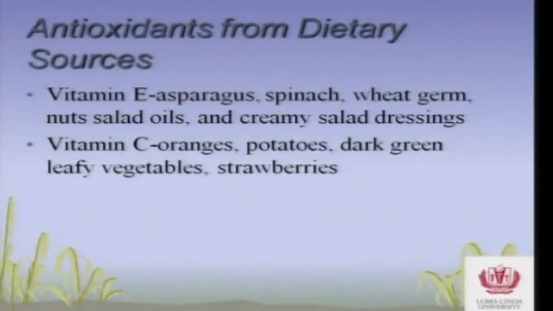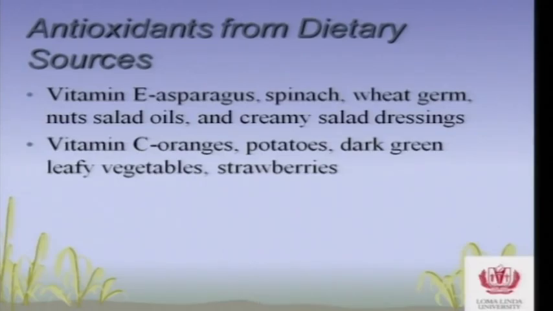So not only are they containing all of those extra things in there, but they also have a decent amount of protein too. So if you're a vegetarian, that's definitely an excellent source, a good source. Doesn't give you a lot of protein, but it gives you a good amount. Okay, so we can get antioxidants from dietary sources, our vitamin E: asparagus, spinach, wheat germ, nuts, salad oils, and creamy salad dressings. And vitamin C, we can get it from oranges, potatoes, dark green leafy vegetables, and strawberries.